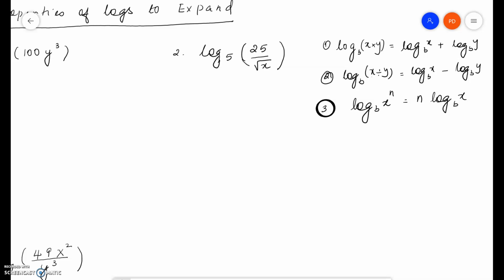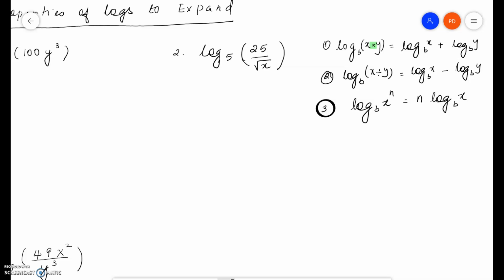So here we're going to do a few problems where we expand log expressions using the properties of logs. So here is a list of properties of logs. We have the first property, which is log of x times y to a certain base b is equal to, look what happens on the right side.